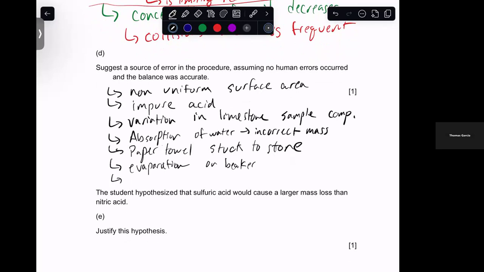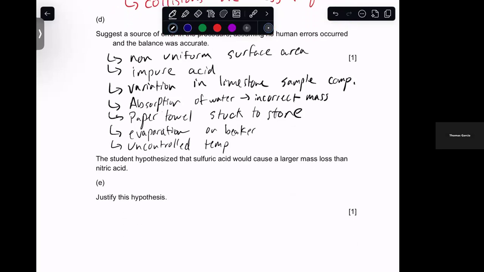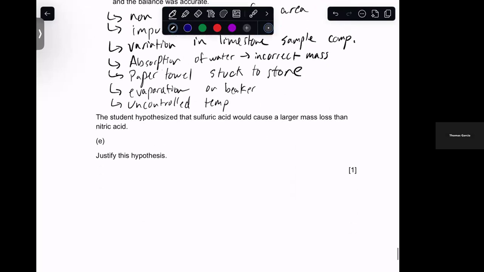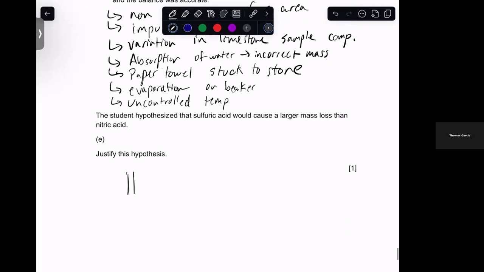You could have uncontrolled temperature, uncontrolled temp. So what if some of the beakers had some rays of sunlight hitting it, slightly warming them, speeding up the reaction? There's so many problems. All right. The student hypothesized that sulfuric acid would cause a larger mass loss than nitric acid. Justify it. Well, nitric acid is HNO3. Sulfuric acid is H2SO4.